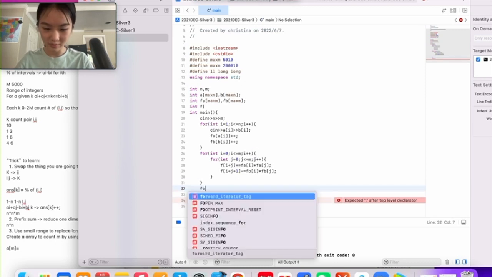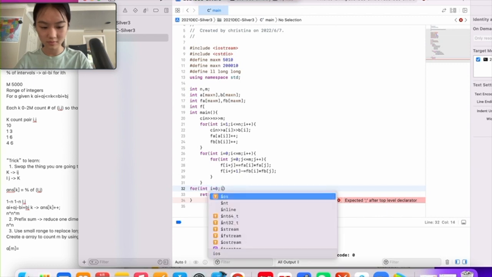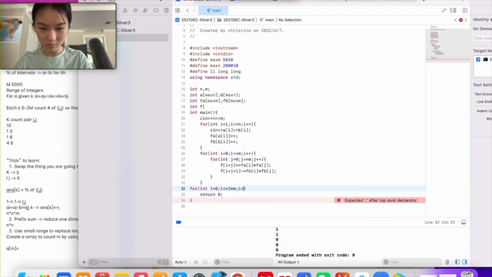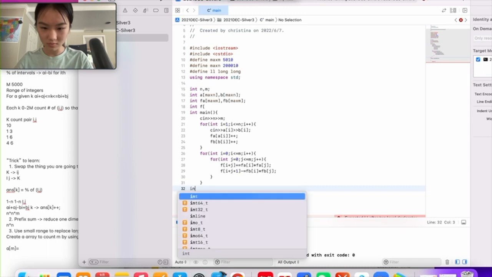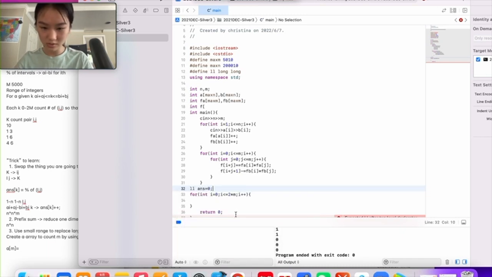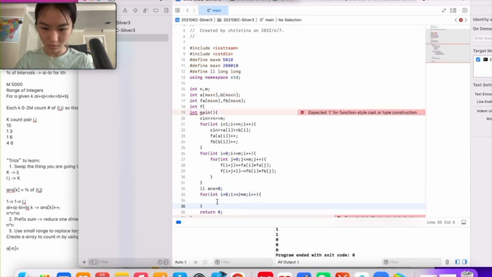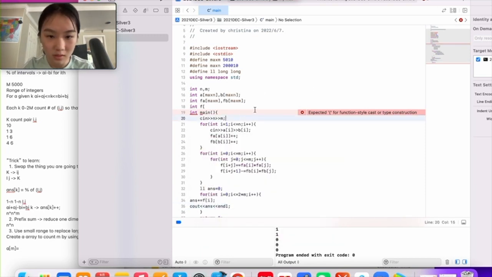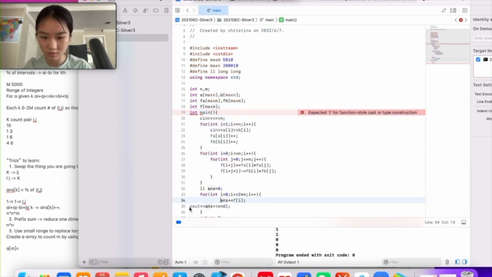Something weird. Oh, we also need to use long because the values will be combined so much. It's kind of like n squared or something, but we need to use long at this point. What happened? I had no idea. Okay, but doesn't matter. Oops, it's here. Let's fix it.